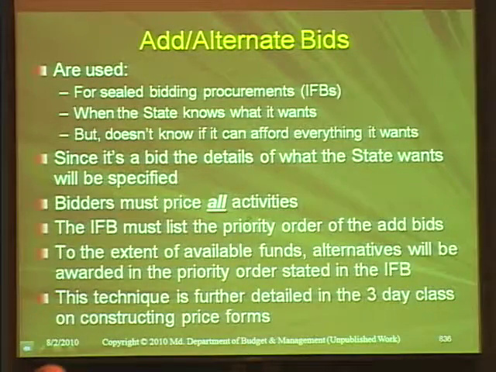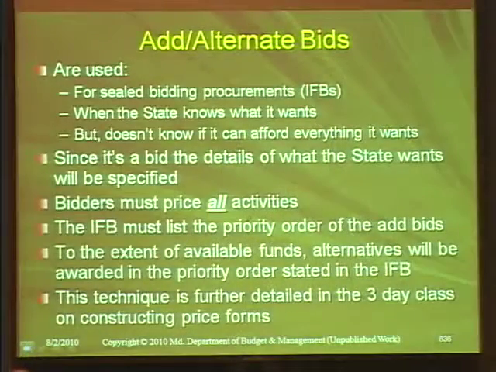Here's something that has some similar sound to it, but it's very different. Add alternate bids. So the first thing is this is for a sealed bid procurement and not a sealed proposal procurement. The multiple and alternate is pertaining to sealed proposals. This is sealed bid. And what this involves is when you have a procurement and you have a number of things you want done, but you don't think you can afford all of them. And so you state the specifications, you get a price for each of the components, and you list the order in which you want to obtain these components.